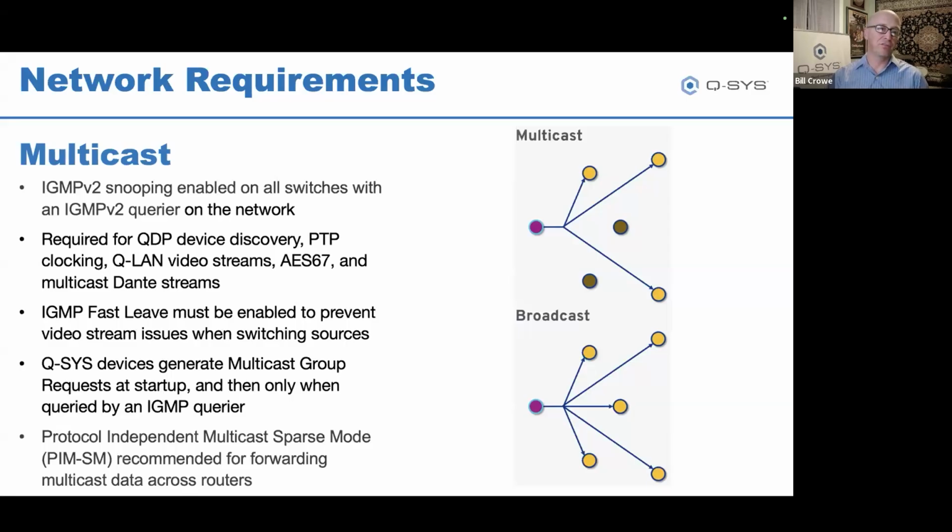For those who may not be familiar with that, I'm going to do a very high level explanation. Basically, the snooping running on each switch coordinates with the querier on the network to figure out what multicast streams are available, as well as what devices are requesting those streams. Therefore, it will route that multicast only to the devices that have requested it.